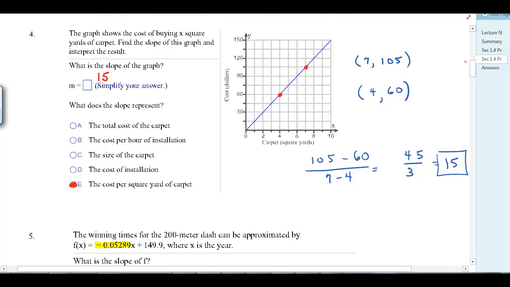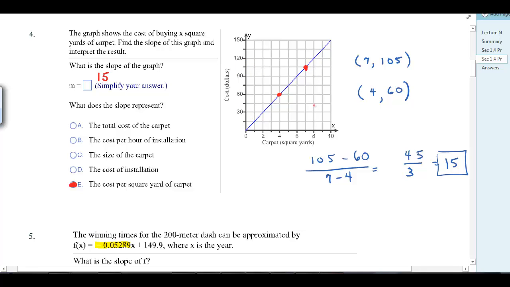Number 4. This is a graphical representation of buying x square yards of carpet, and this is your cost. All right, so it says what is the slope of the graph? Well, choose 2 points. I chose these. I happened to choose 4 and 7, and I said what were the ordered pairs there? This is 4 comma 60. This is 7. Whoops, I put it on 8, sorry. 7 comma, and it looks like these hash marks are going by 15, and so that was 105.